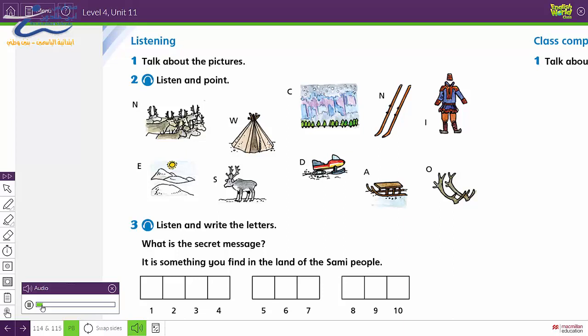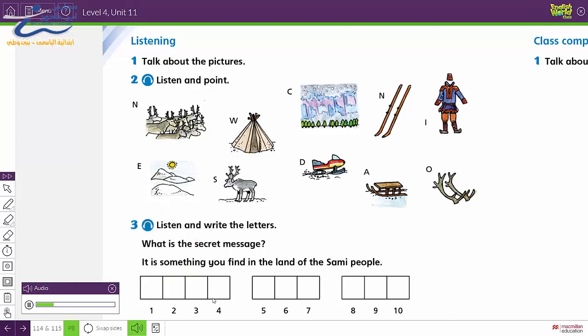Number 1. This is a reindeer. It is the most important animal for the Sami people. Number 2. When there is a group of many animals all together, we call it a herd. This is a herd of reindeer.